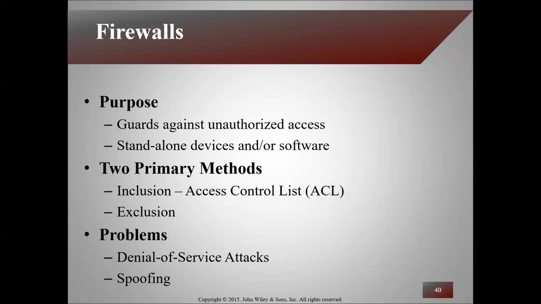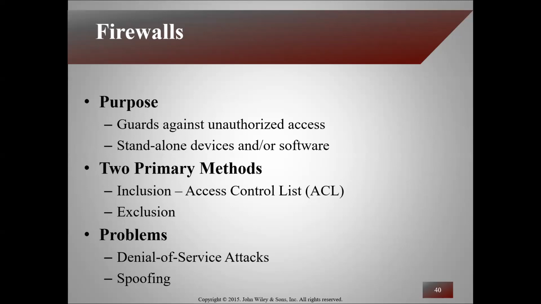Now, a firewall guards against unauthorized access to sensitive file information from external internet users. On network systems, firewalls are often standalone devices with built-in protective software. On mainframe or host systems, firewalls are usually software. There are two primary methods of firewall protection: inclusion or exclusion.